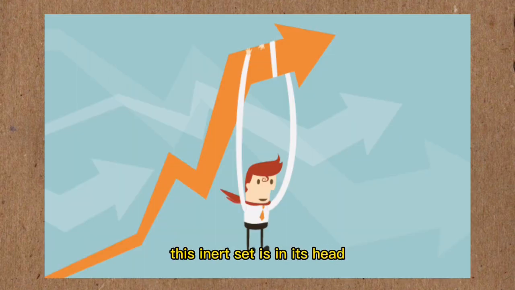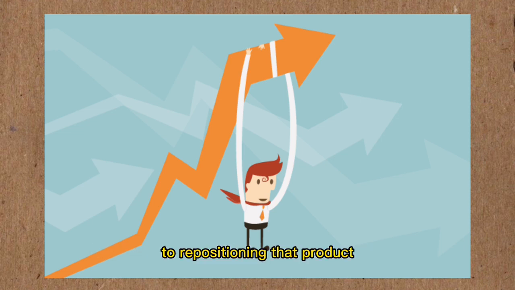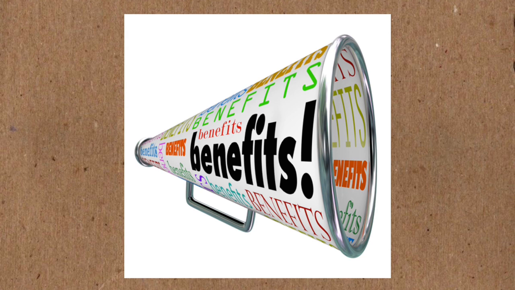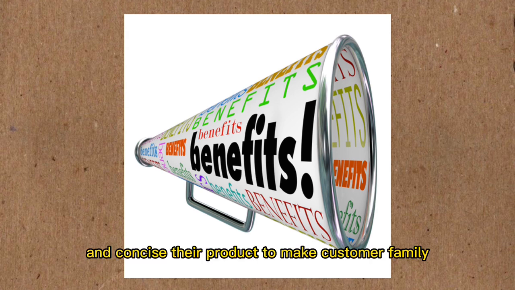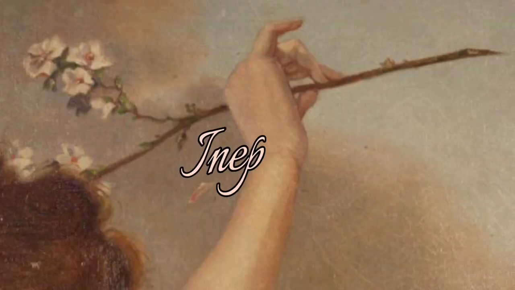In my opinion, analyzing this Inert set, it can make some sellers get lost in their business because customers will turn to purchase from the Evoked set. To reposition that product, the marketers must expose their product benefits and make their product concise to make customers familiar with their brand.